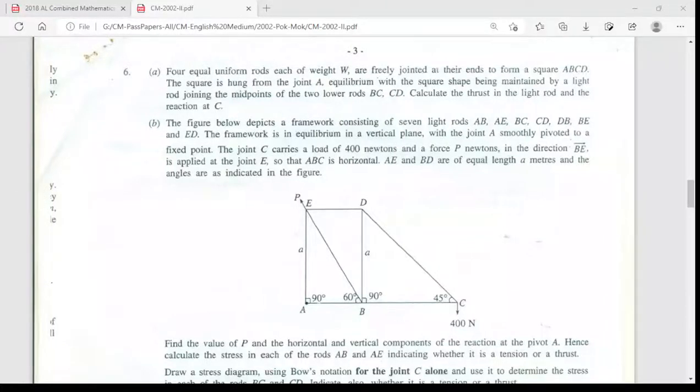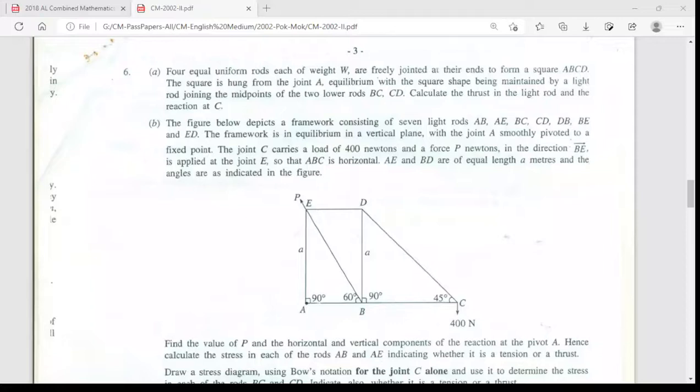This is the question in the past paper, 2002, Part A, question number 6, part A.